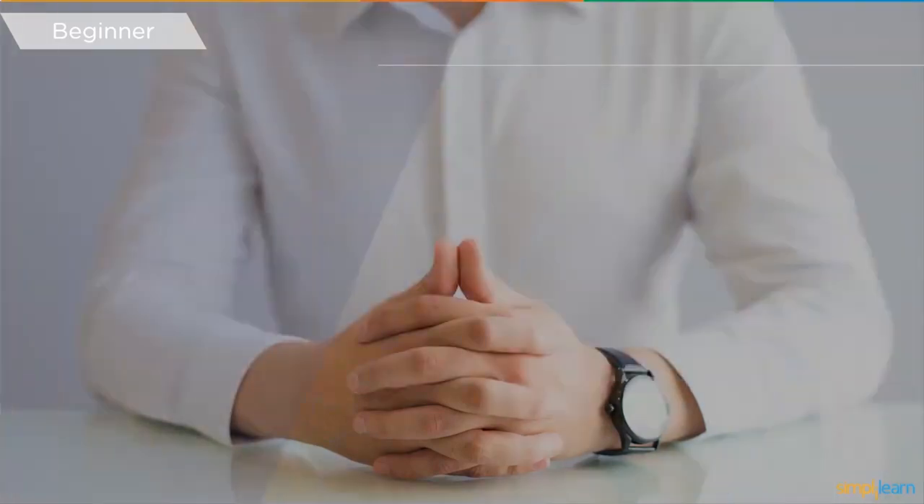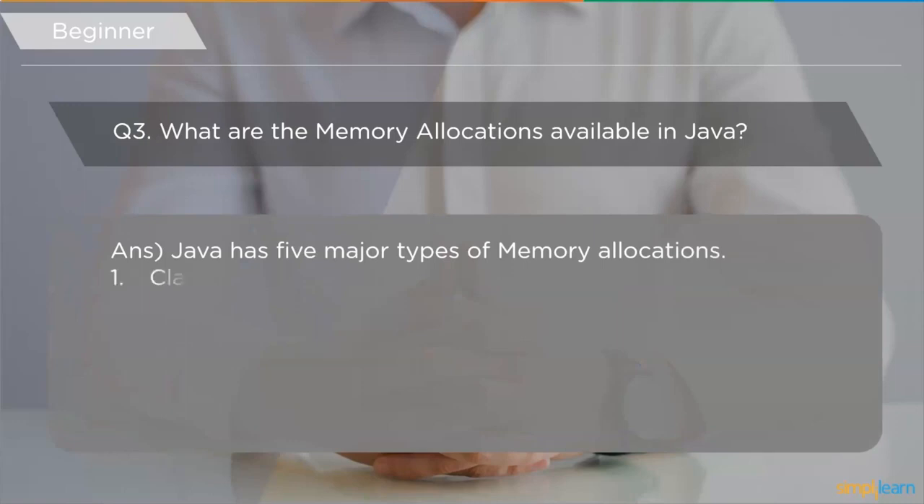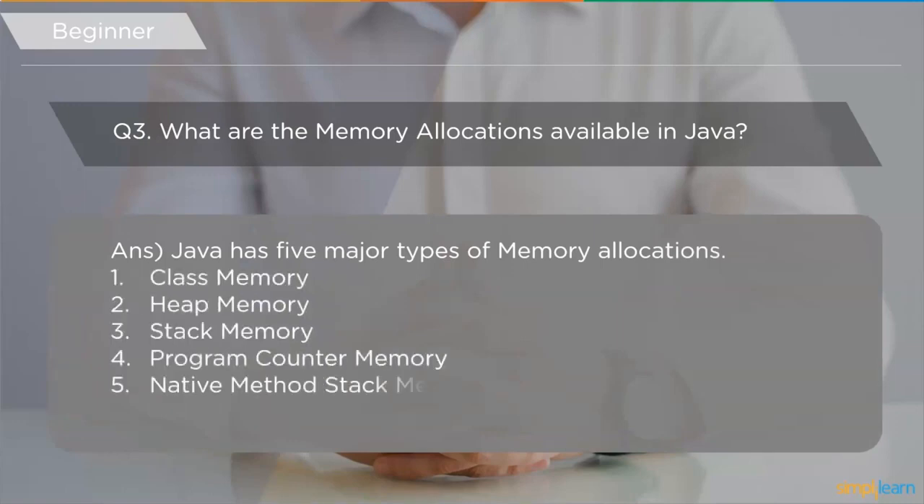So the third question in the docket is, what are the memory allocations available in Java? So the answer for this particular question is, Java provides multiple types of memory allocations, but the 5 major types of memory allocations which are most frequently used are class memory, heap memory, stack memory, program counter memory, native method stack memory.